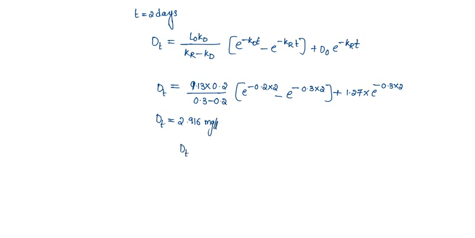Deficit at 2 days will be equal to saturation DO minus the dissolved oxygen at that t days. So the dissolved oxygen at t days will be equal to saturation DO, that is 9, minus the deficit 2.916, that is equal to 6.084 milligram per liter.